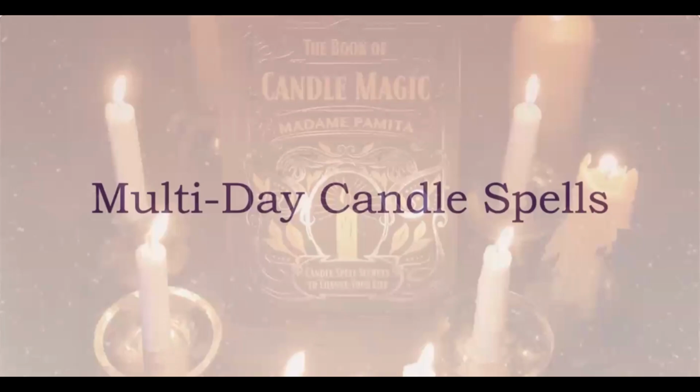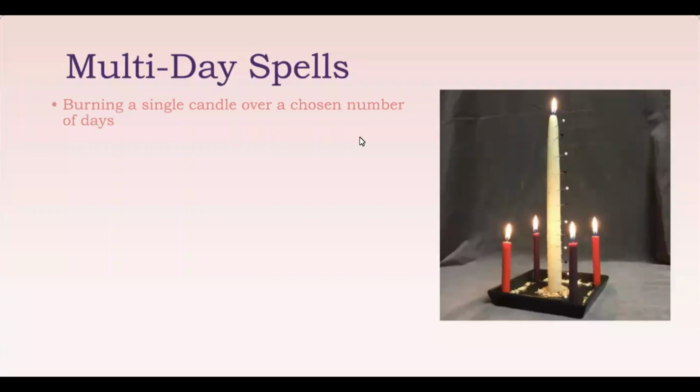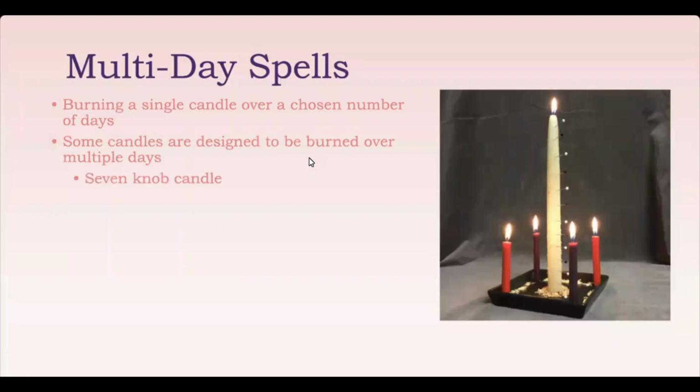Now, when we think about numerology, we can also start to think about multi-day candle spells. So multi-day candle spells can be burning a single candle over a chosen number of days. Or some candles that we have are actually designed to be burned over multiple days, like a 7 knob candle, for example, which is meant to be burned 1 knob at a time over 7 days. Or the 3 wise monkeys candle, which is like 3 candles in one, and you burn 1 monkey per day over 3 days.